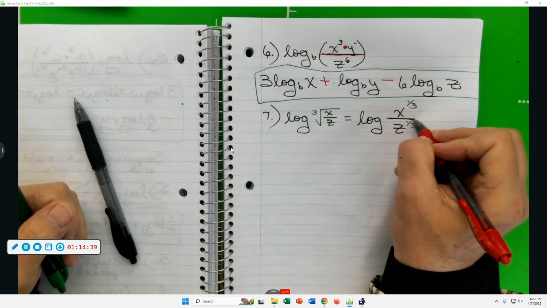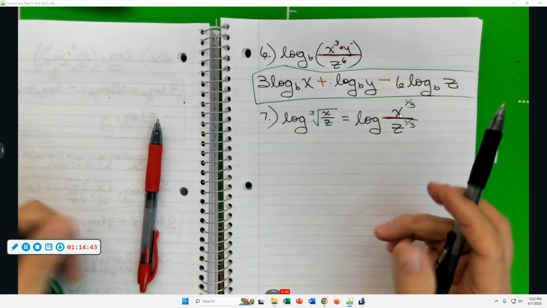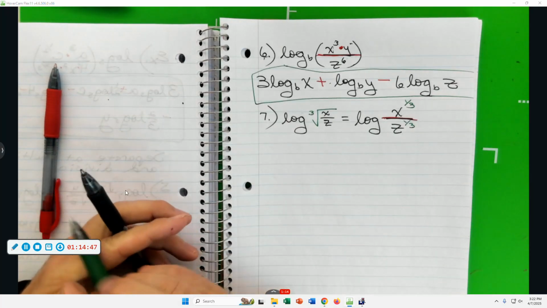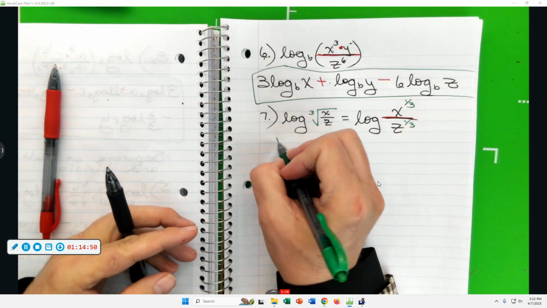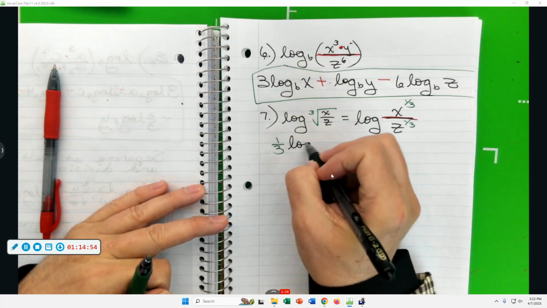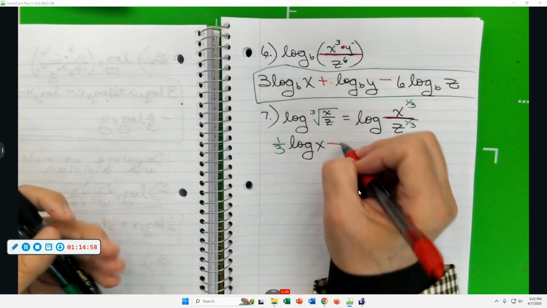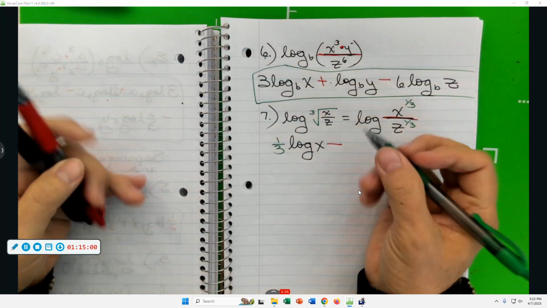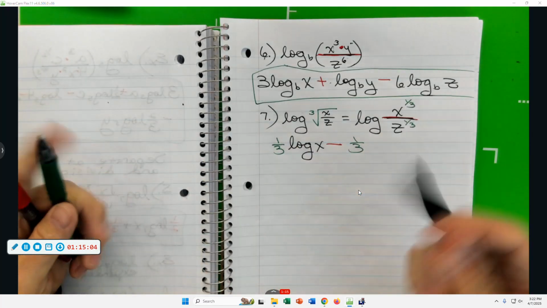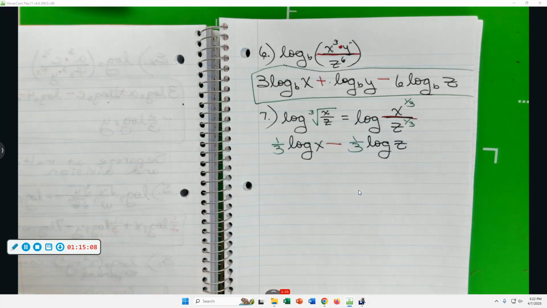So how many minus signs are we going to have in our answer? Just one. So we'll start off, call it out as if you were typing it in. What's the first thing you type in? 1/3, and then log x, minus 1/3 and a log z. Good. I think Chloe's got the hang of it. Right?